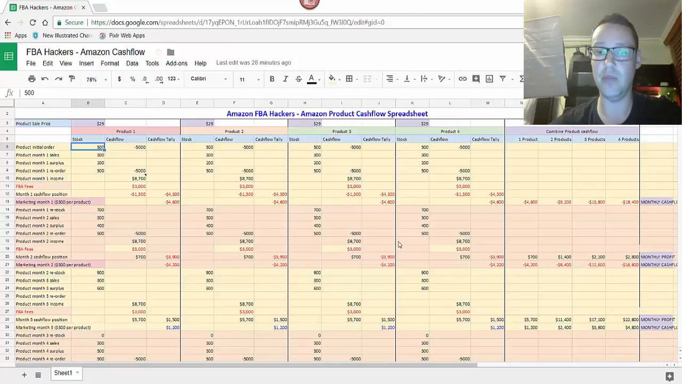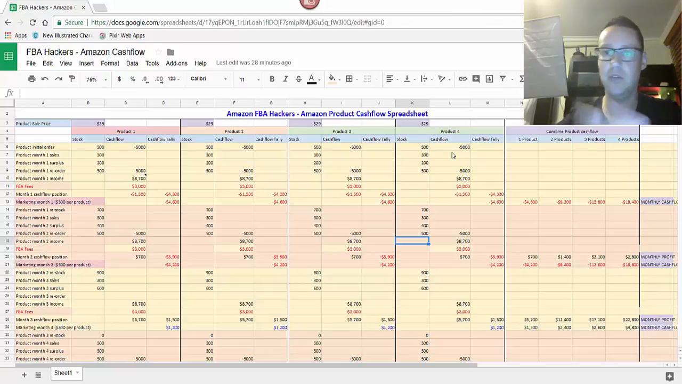This spreadsheet will definitely help you forecast how you're going to launch 1, 2, 3, 4 multiple products, and you can expand this out if you're looking to launch 10 or 15 or 20 products. It's just good to know how much it's going to cost you up front.